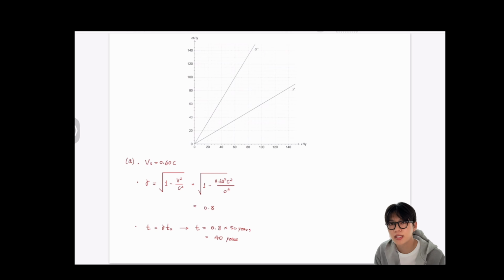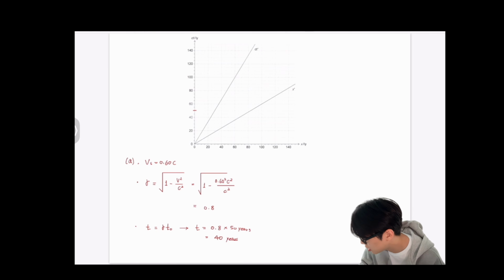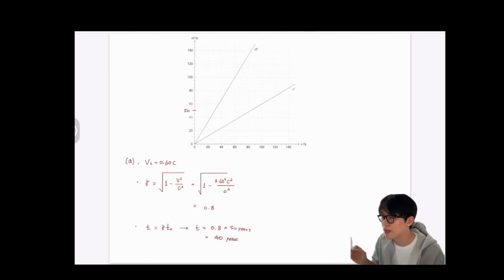So B said, when S arrives at P, S sends a radio signal back to the Earth. Draw on a space-time diagram the world line of the signal from when it is emitted until it is received on the Earth. Initially, when S arrives at P, they said the time it takes is about 50 years, and the x-axis in the question is 30 light years.